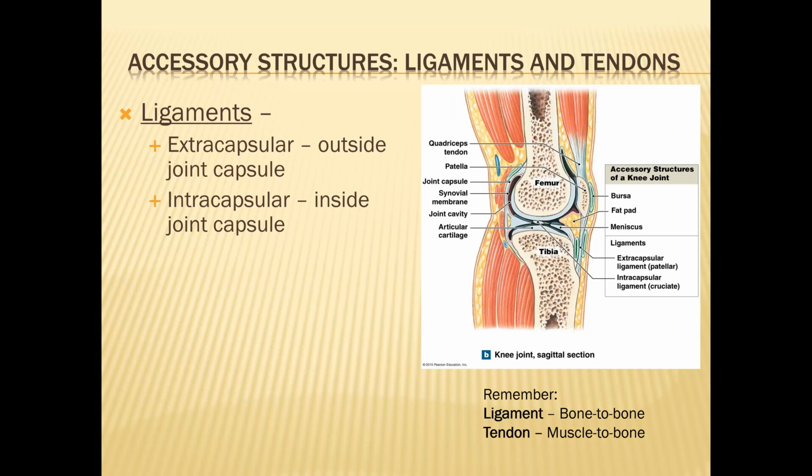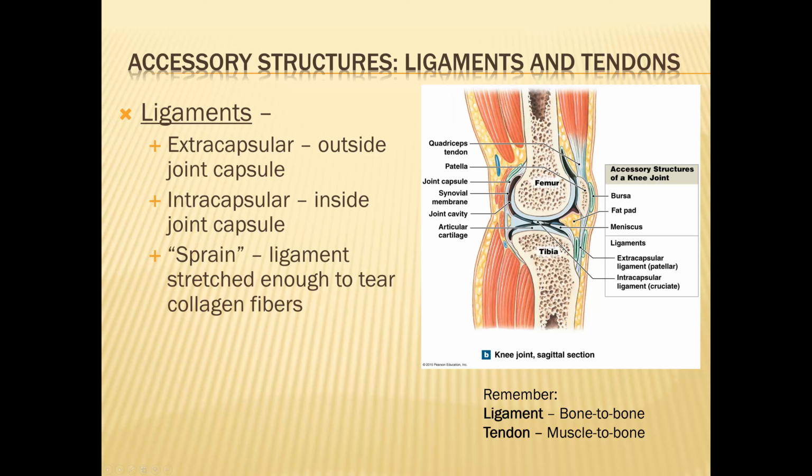There are two types. An extracapsular ligament is located outside of the joint capsule. So again, if we look at our sample knee joint structure here, the extracapsular ligament would be this one right here because it is outside of the joint capsule. You also have intracapsular ligaments, this is a mouthful, which you find inside the joint capsules. An example would be the cruciate ligament of the knee, which is located in here close to where the meniscus is.